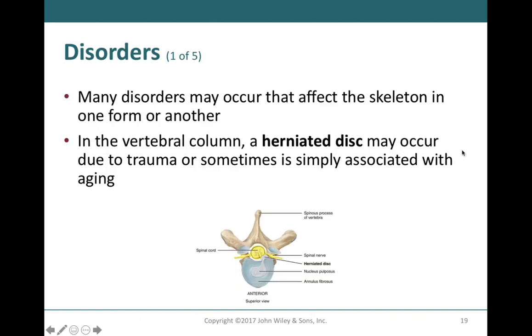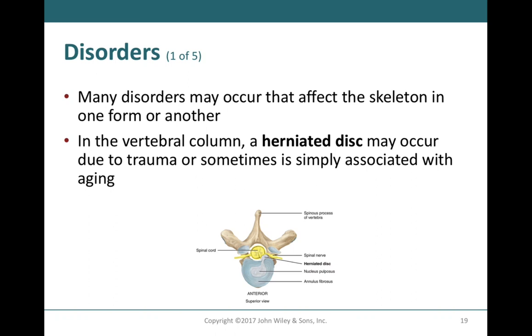Now lastly for chapter 7 are some disorders. The first disorder we're going to discuss is a herniated disc. Remember, I said that between every vertebral bone, we're going to have some type of intervertebral disc that's made up of fibrocartilage. And each one of these discs has its own anatomical structures. So around the outside, we have this fibrocartilaginous region known as the annulus fibrosus. And then we have this other region in the center known as the nucleus pulposus.